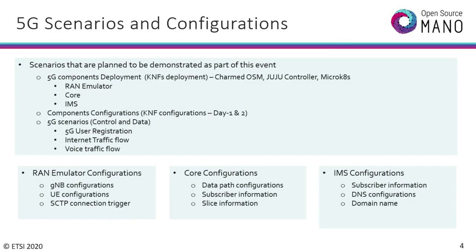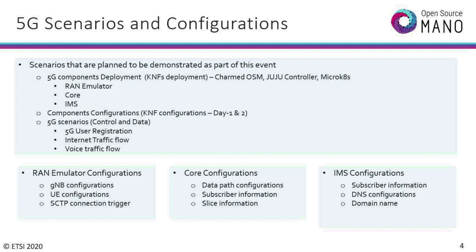And for the core, similarly, the data path configurations, such as source NATing, other parameters, and the iptables rules. All these things are done through this platform, along with the subscriber information. Here also it requires the IMSI number and all the user details along with the slice information.